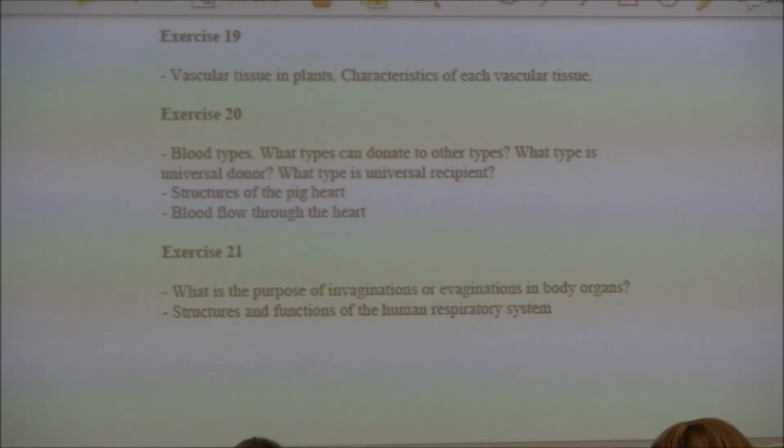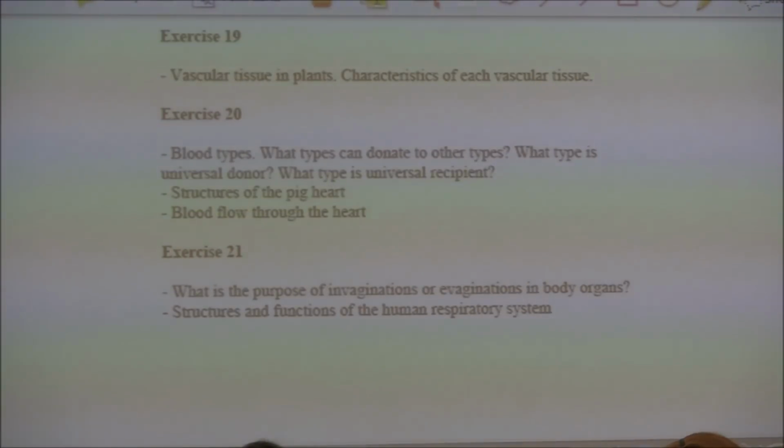So exercise 19 says vascular tissue in plants. So both in stems and in leaves, be able to identify xylem and phloem. Okay. Then it says characteristics of each vascular tissue. So tell me about the xylem. It's hollow. Transports water upwards, and one more thing. It's non-living. Good.